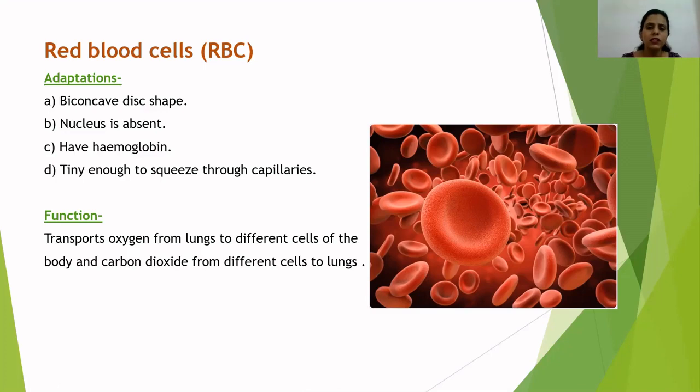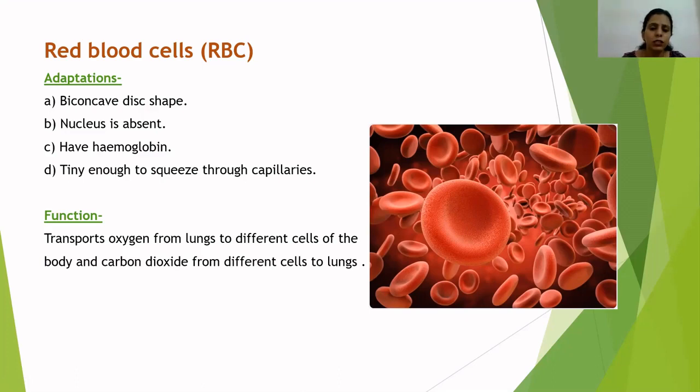So the nucleus is absent and they are biconcave disc in shape. These two adaptations support and help in faster transport of oxygen from lungs to different cells of the body, and then carbon dioxide from different cells to the lungs.